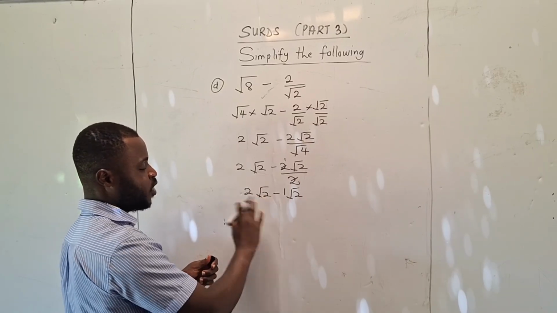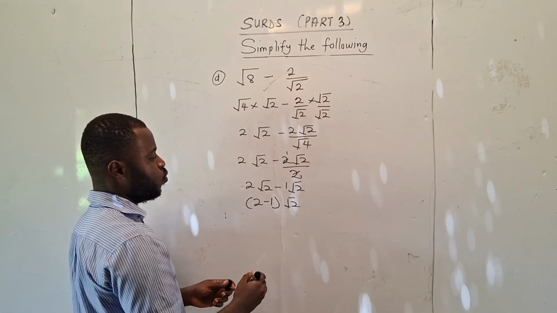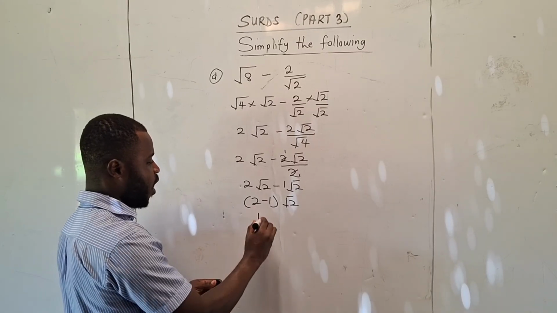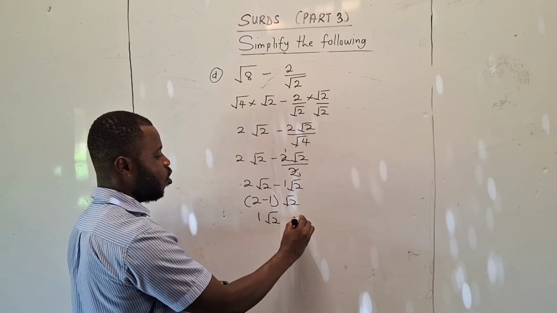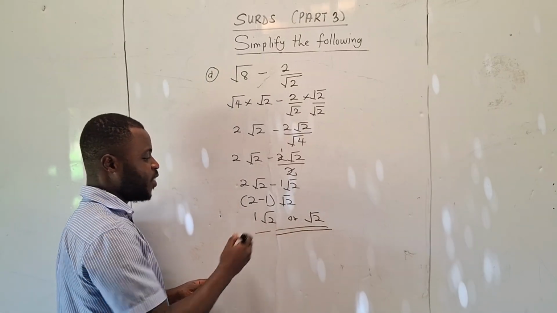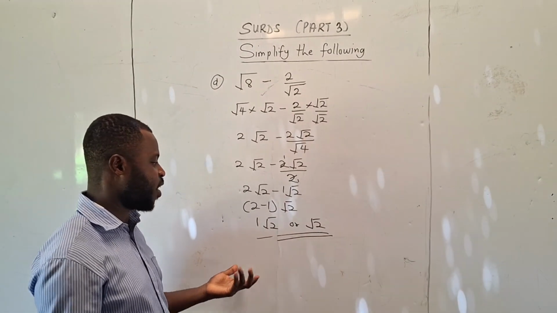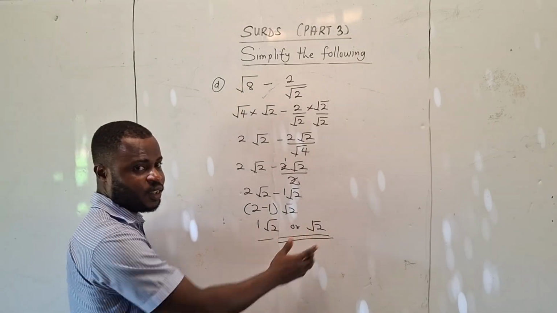So this one is subtract, you subtract the front numbers. So 2 minus 1 root 2 will give us 1 root 2. Or when you write root 2 like this, you should also understand. Normally when it is 1, we don't write it. In math, we don't write 1x. If it is just x, we write it. So leave the answer like this, or this is correct.